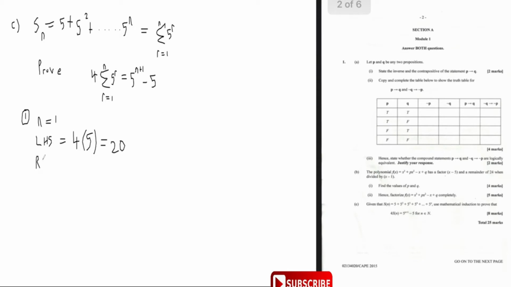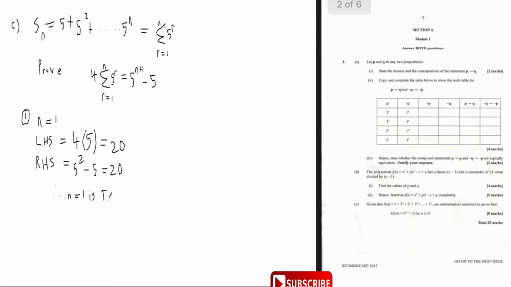Then the right-hand side, putting in 1, is going to be 5 squared minus 5. 5 squared minus 5 is still 20, and so n equal 1 is true. Therefore, n equal 1 is correct.